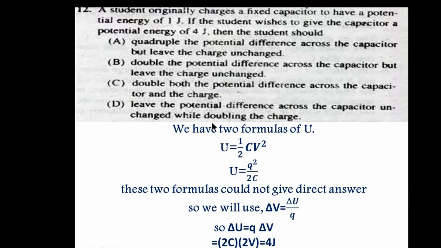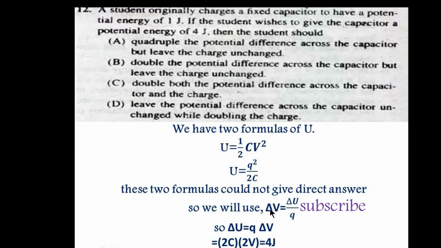We have two different formulas for potential energy in the case of a capacitor. This is equal to 1/2 C V squared, or U is equal to Q squared by 2C. These two formulas could not give the direct answer. These are actually for the location of the potential energy storage. So here we will use delta V is equal to delta U by Q. Here this is the potential, this is the potential energy, and Q is the charge.